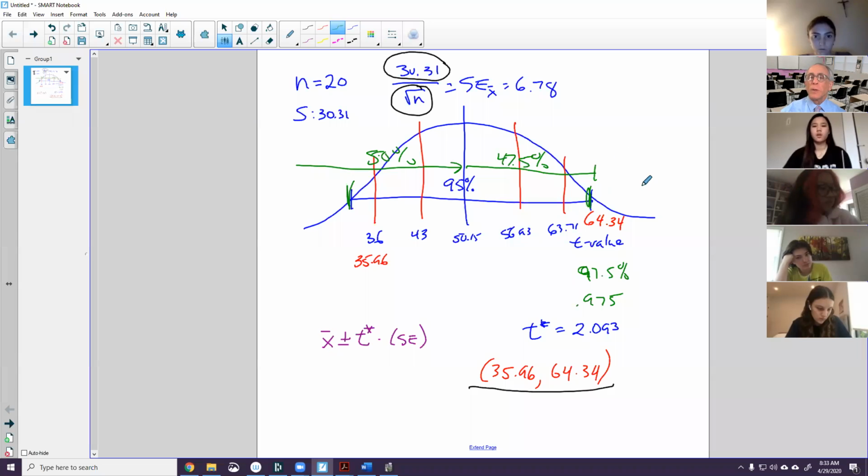And it's wider because we're using the T table and not the Z table. The T table gives us a little bit more wiggle room on the ends than the Z table, than the normal model. The T model is going to give us a little bit more space than the normal model. So 95% on the empirical rule is different than 95% on the T value. The T value is a little bit wider. All right, let's keep going here.